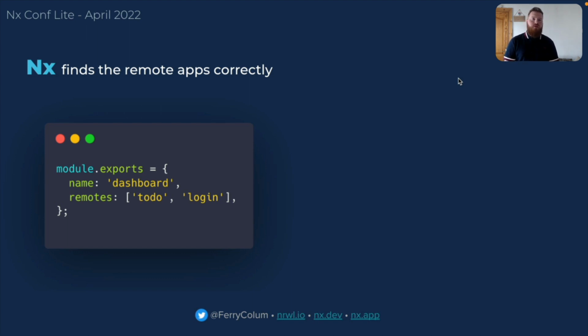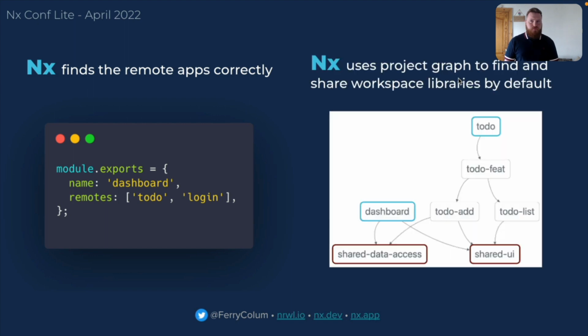So in our abstracted configuration, we have two remotes here, to-do and login. Nx uses its understanding of the project workspace to find the to-do application, find where it will be deployed during development, and it will tell the Webpack configuration that this is the location of this app. And again, it does the same for login. Nx will also use the project graph to find NPM packages and workspace libraries that each application in the Micro Frontend architecture is using, and it will set it up to be shared as a singleton.